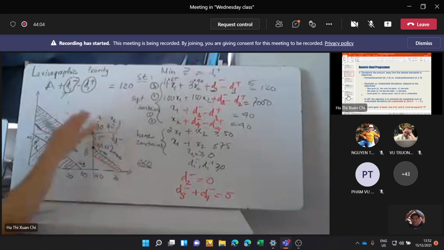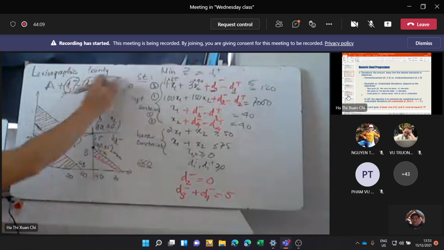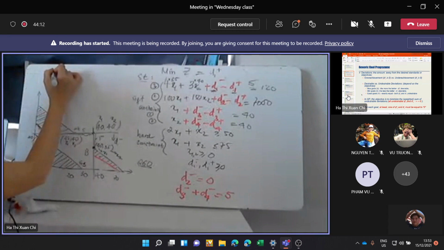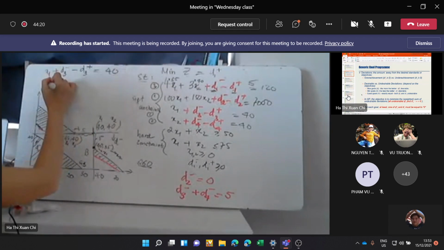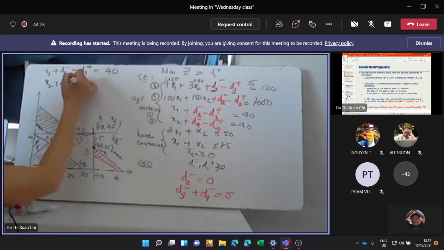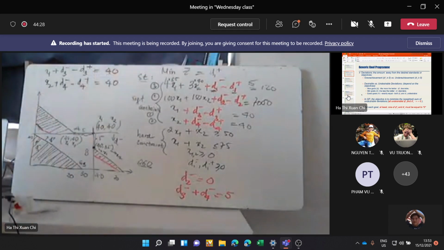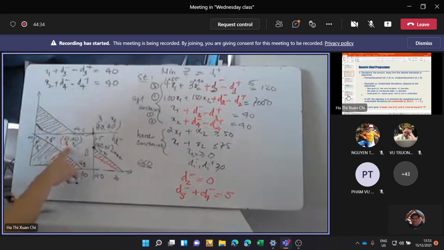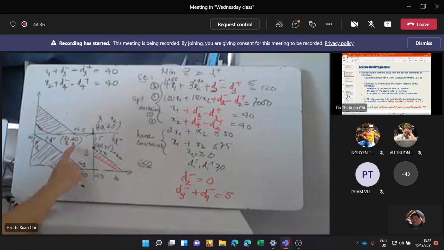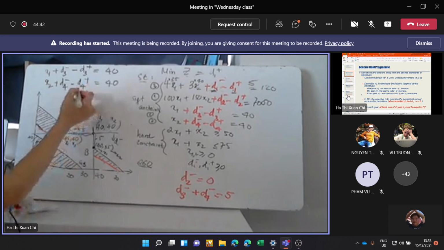Giờ cô có x1 d3 minus d plus equal 40, x2 plus d4 minus d4 plus equal 40. Vậy thì bây giờ nếu em muốn đạt được x2 thôi, em đạt rồi thì cái D4 trừ của em phải bằng 0, không?